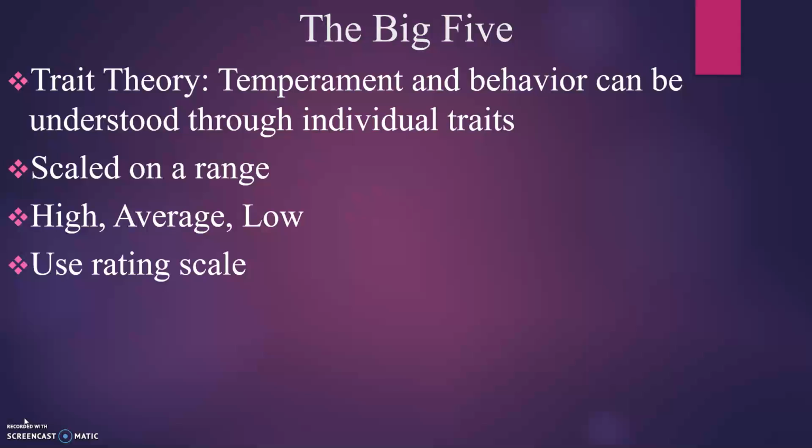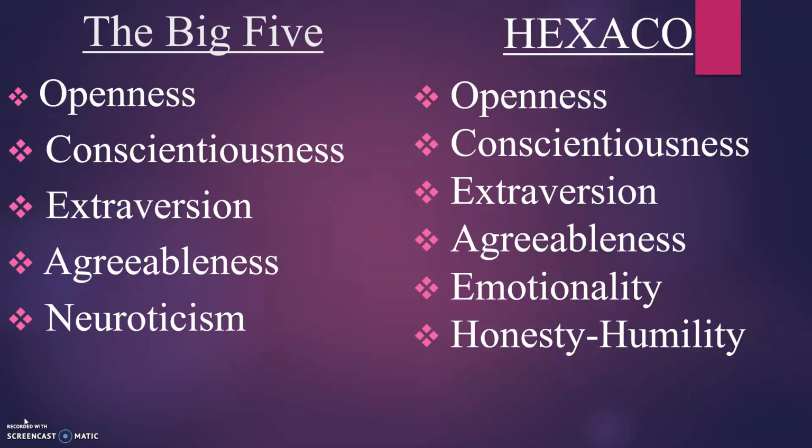So the Big Five is a trait theory, and that means that it seeks to determine one's temperament and behavior through the lens of individual traits that person has. Now this is scaled on a range, meaning you can be high in one trait and low in another trait and then average in another trait, and that's okay, that's totally normal. So the Big Five and the Hexaco, these are the traits that each type is measuring for each individual, either high, average, or low in all of these traits.